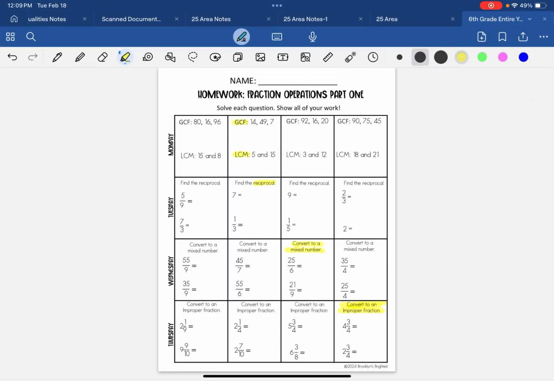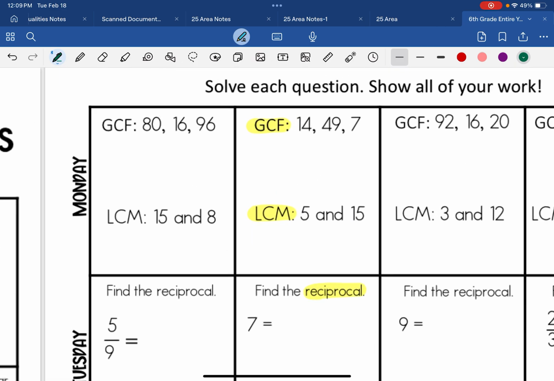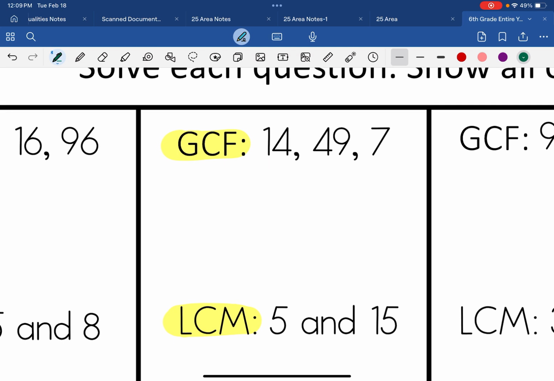Hey guys, I'm going to go over the homework really quick, just in case there's any questions. For the Monday one, we have GCF and LCM. We learned this in the beginning of the year, so I'm going to zoom in right here for GCF.